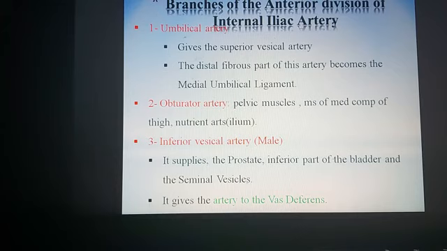Coming to the second branch, the obturator artery, which supplies the pelvic muscles and the muscles of the medial compartment of the thigh, and gives a nutrient artery to the ilium. Next, the third branch is the inferior vesical artery in males. It supplies the prostate, the inferior part of the bladder and the seminal vesicle, and also gives the artery to the vas deferens.